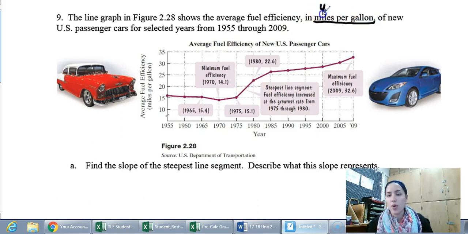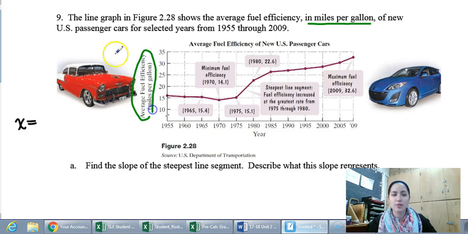Notice miles per gallon. There's that key Y per X language, of new U.S. passenger cars from selected years from 1955 straight through to 2009. And we'll start right away by defining variables. Oops, okay, let me back that up. It's not miles and gallons. Average fuel efficiency. So I was quick to say that. Miles per gallon is actually the y value.